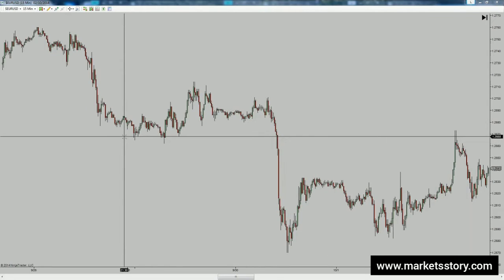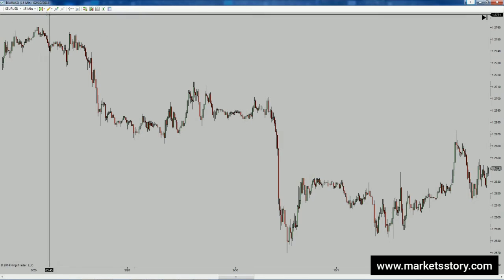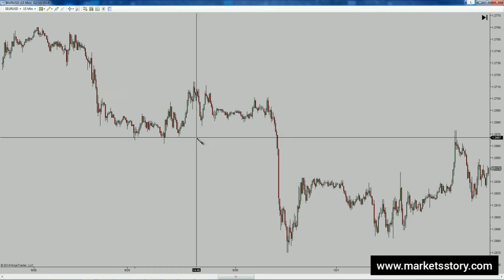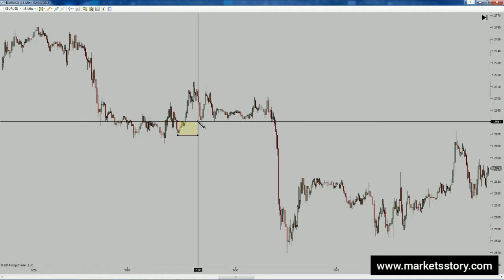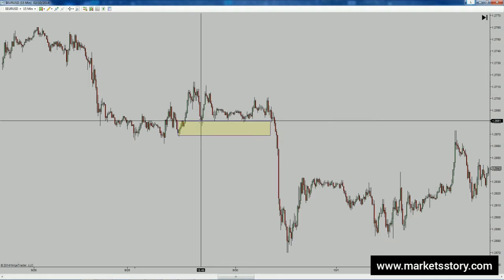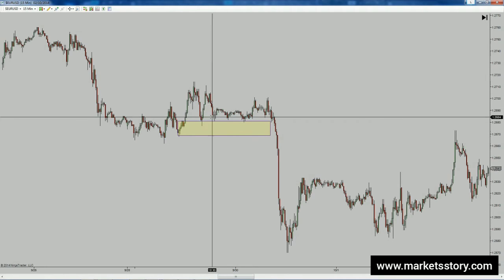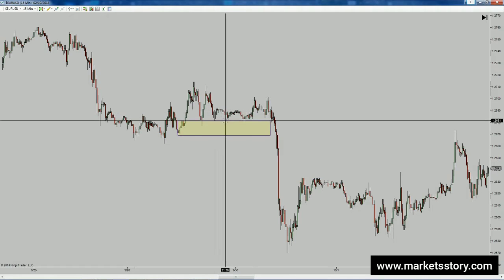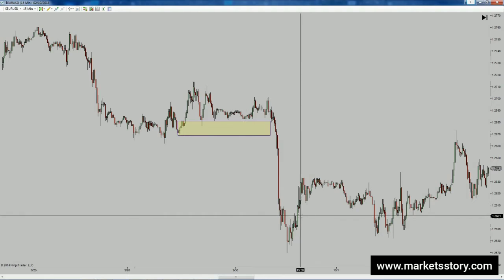So here we have the 15-minute Euro USD chart, and I'd just like to show you some fresh versus tested levels. Here we have a demand zone, and you can see that this was the first test, and there was a nice bounce off of it, and it kept on coming back and testing this demand zone until eventually it broke through.